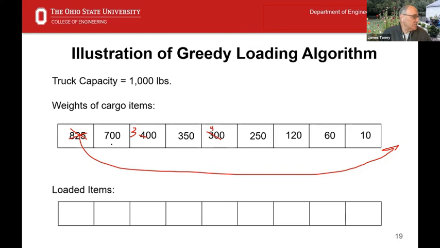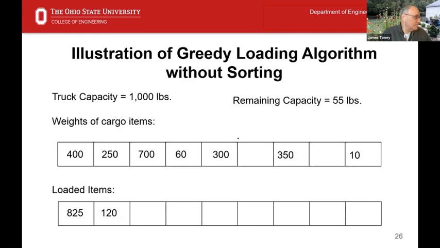So the idea is, well, what if we try all possible permutations? We just reorder the weights in all possible ways and apply our simple algorithm to each one and see what gives us the best result. One of those will give us the optimal solution. So that's what we're going to do.